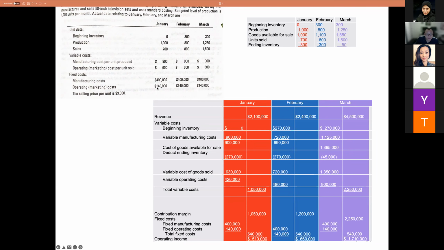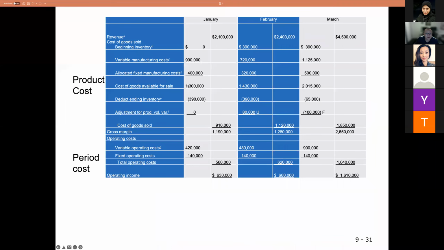So my rate would be 400,000 divided by 1,000. So that's 400 per unit. Does that make sense? Yes. Okay, so remember that 400 per unit. How many units did we produce in January? 1,000 units, and each unit is $400. So my allocation is 400 per unit times 1,000, so 400,000. That's how I got this number.